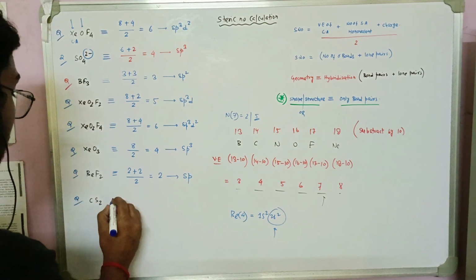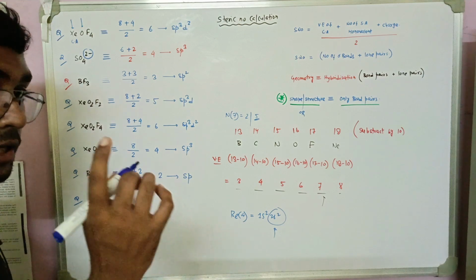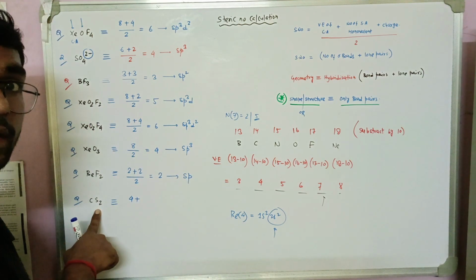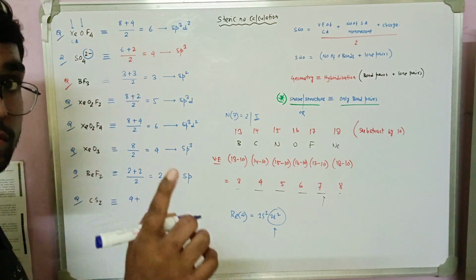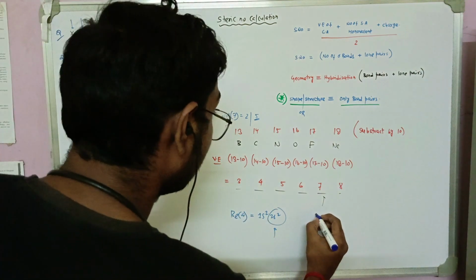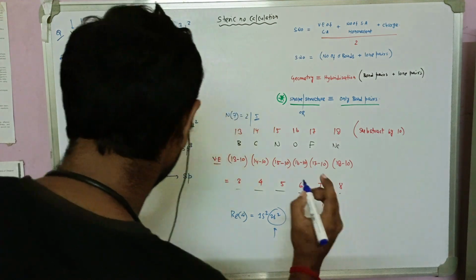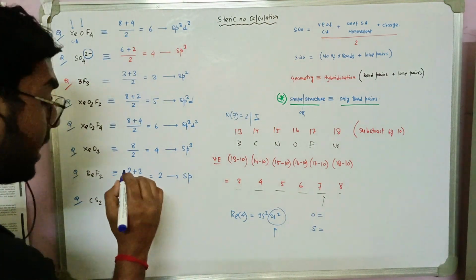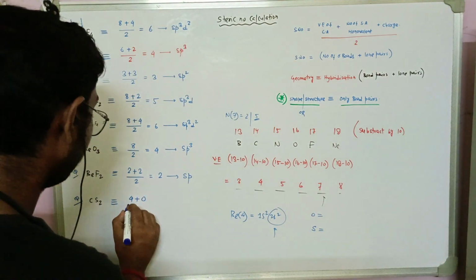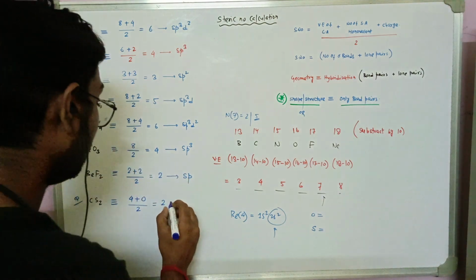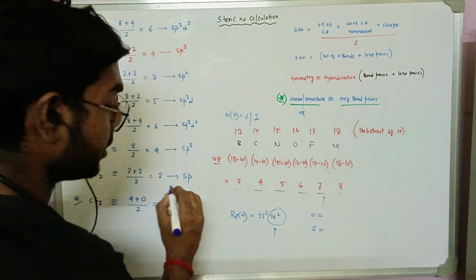For CS2, the number of valence electrons for carbon is 4, plus any side atom to be monovalent? No, there are 2 sulfur which are divalent because sulfur lies under oxygen. Oxygen is divalent, so sulfur is also divalent. We can't add any kind of charge on the system. No, this is a neutral molecule, divided by 2, and we have the steric number to be 2 and hybridization to be sp.